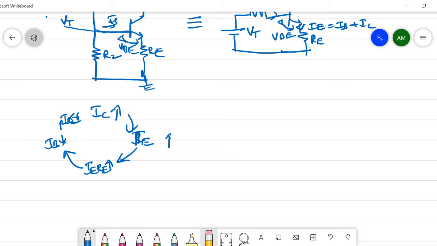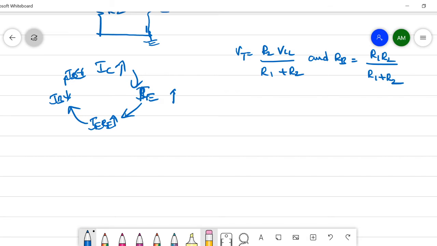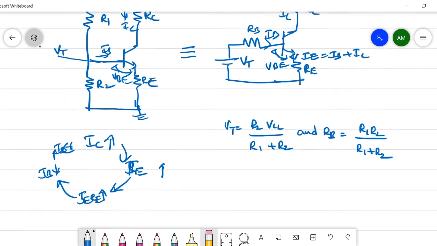So now you have to calculate the stability factor S. First apply Thevenin's theorem to the circuit. Then Vt is equal to R2 into VCC by R1 plus R2, and RB is equal to R1 R2 by R1 plus R2. These two are parallel resistors. Thevenin's voltage Vt is equal to R2 into VCC by R1 plus R2, like the voltage divider rule. Next, R1 and R2 are in parallel, so the base resistor RB is equal to R1 R2 by R1 plus R2.